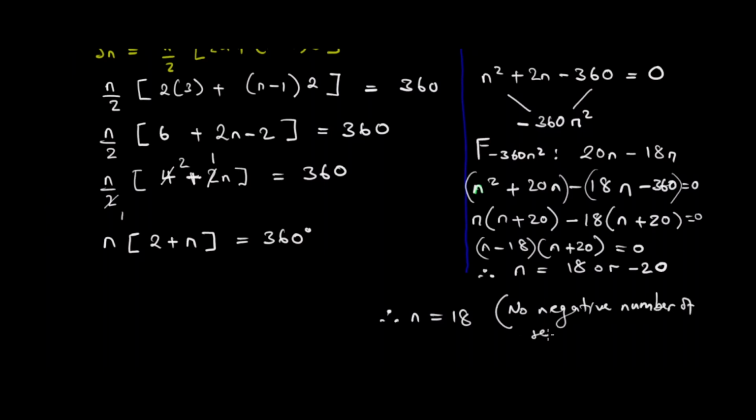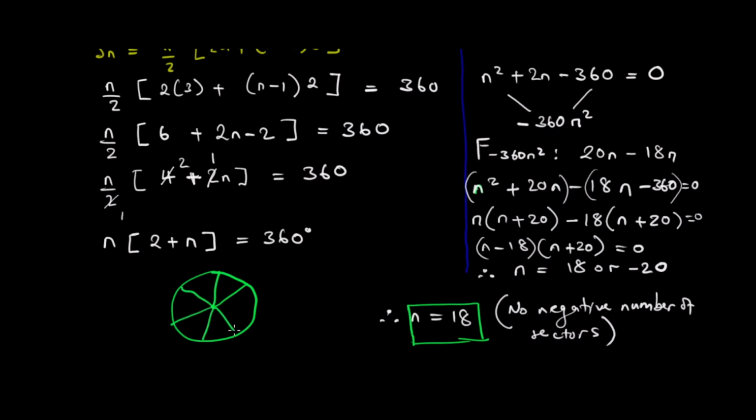Saka 18 ndo inenge iri answer yedu chaiyo. N is equal to 18. You cannot have a circle with a negative number of sectors, because this is what a sector is. So we cannot have a negative number of sectors. Saka our answer is 18. This is what we wanted to learn.